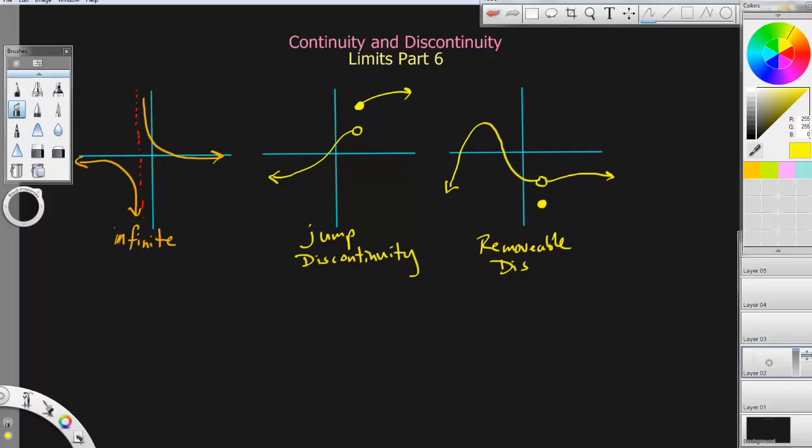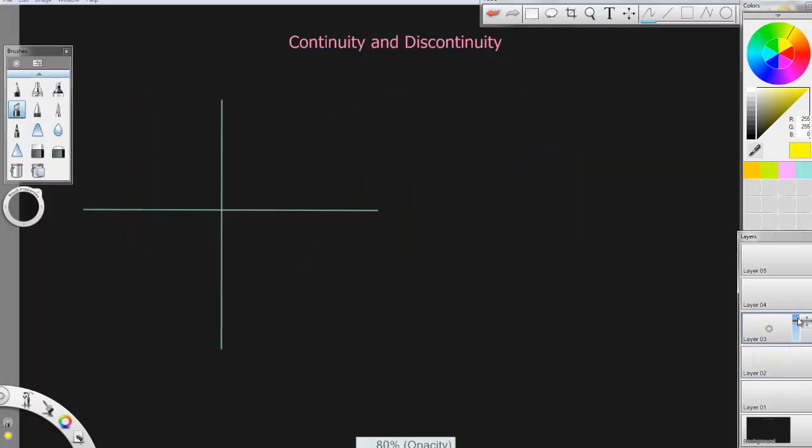None of those would be continuous, and their limits would be quite different. In fact, the first two wouldn't have limits at this point. This one could, because as you approach each way, we'll do that in a second. All right, so that's just the different types. Now, some actual problems here.